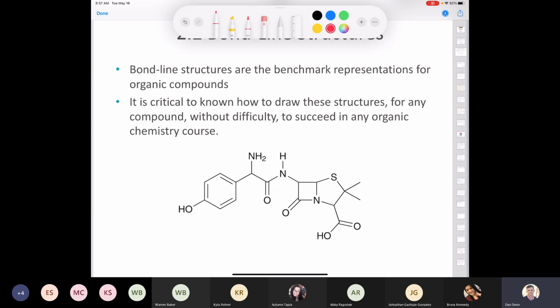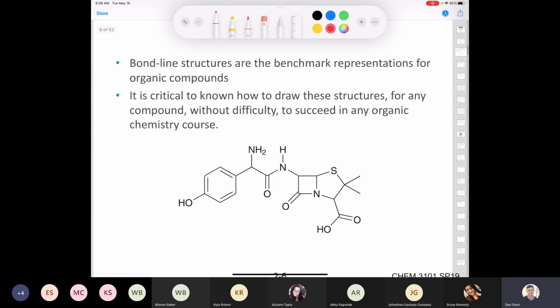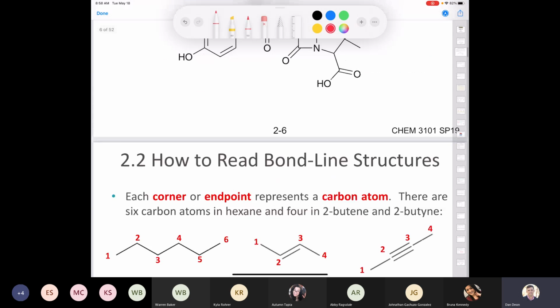And so it's critical that you know how to draw bond line structures without any difficulty. You've got to be really quick at it. If you're not, you will not be able to be successful in organic chemistry. Now, I'm not saying that to be mean, because I can tell you right now that you are not the first people to learn this. You won't be the last people to learn this. And all students, I find, are able to master bond line structures usually pretty quickly. You get the hang of it after you give it the old college try.